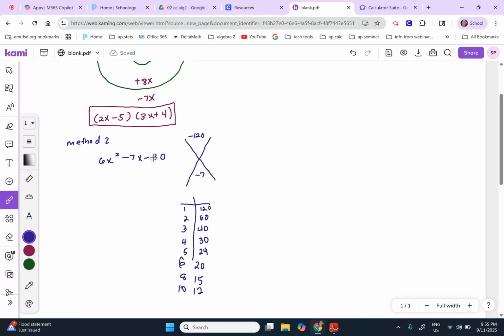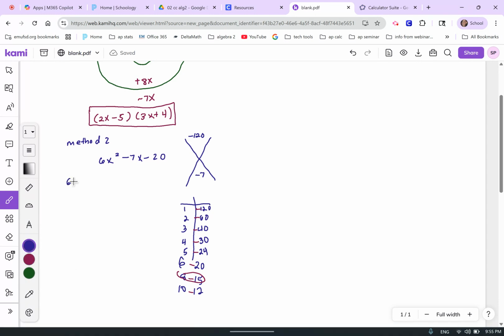The signs have to be different, and because we want the sum to be negative, that means the larger number has to be negative. Now you want to see which pair gives you a difference of negative 7, and that's 8 and negative 15.